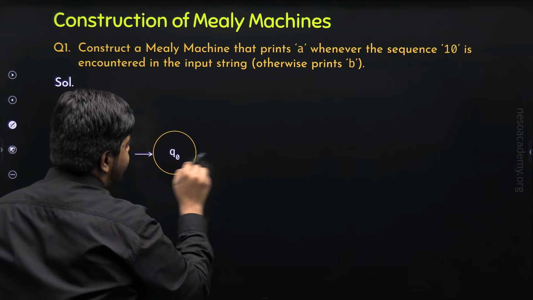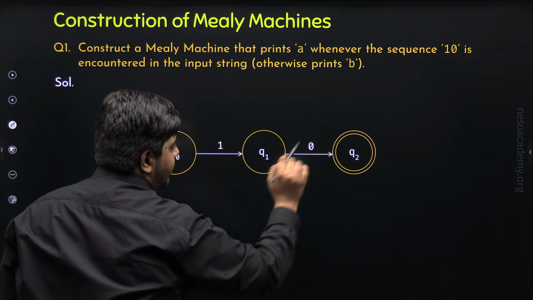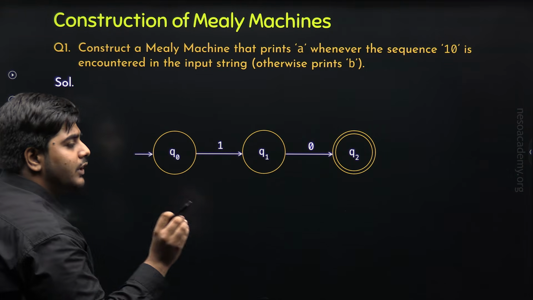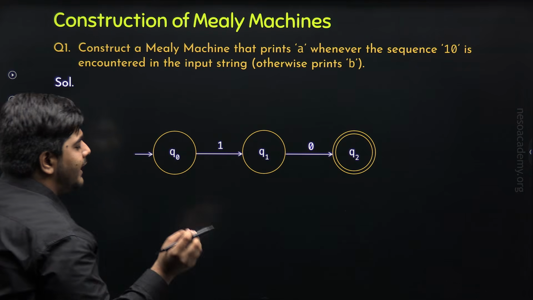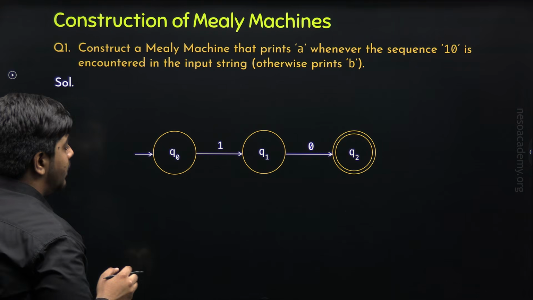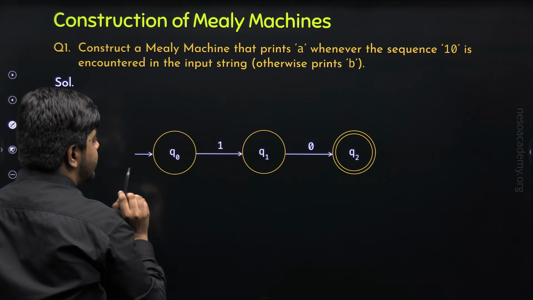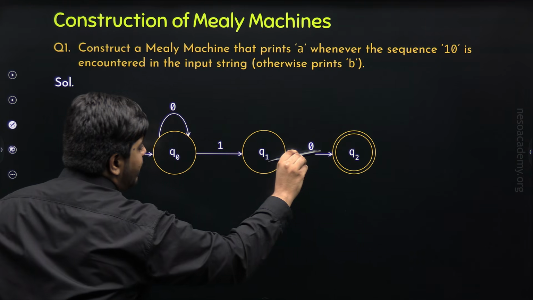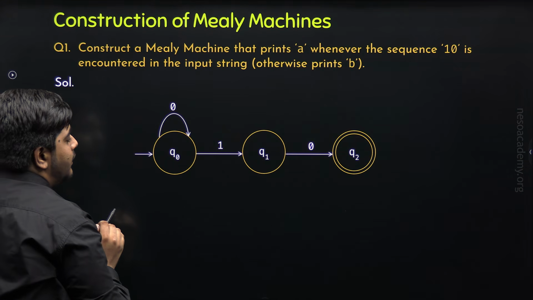So the first symbol is 1 and the second symbol is 0. It will be accepted. Now to make it a complete DFA, we need to complete all the transitions. Q0 has a transition for 1, but it doesn't have a transition for 0. So I will simply create a self loop of 0 over the state Q0. Because if the string is ending with 1, 0, it doesn't matter how many 0s come before that.